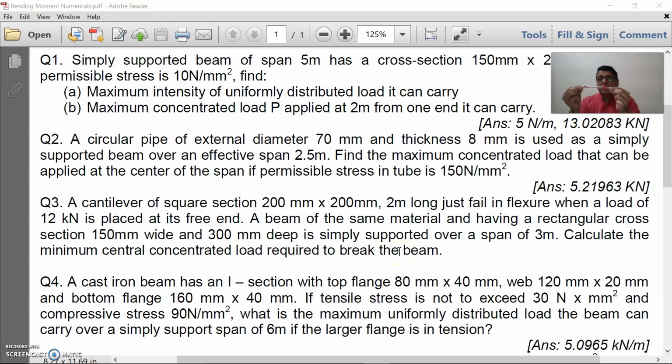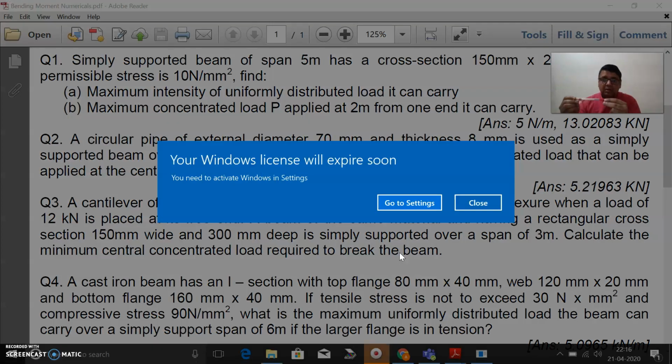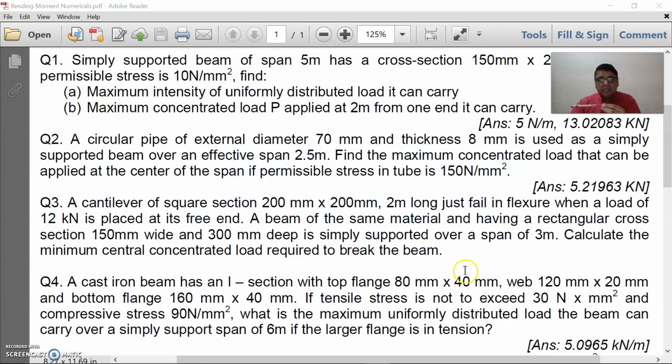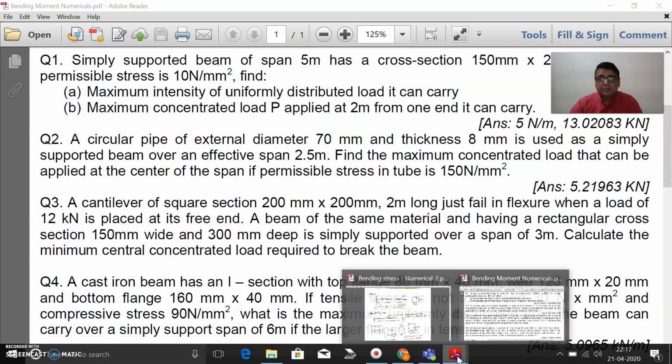That means, on this beam, how much central concentrated load should we apply so that it will fail? How much central concentrated load is to be applied so that this beam will fail, just like the beam has already failed in the first case. Okay, let us see the solution of this.